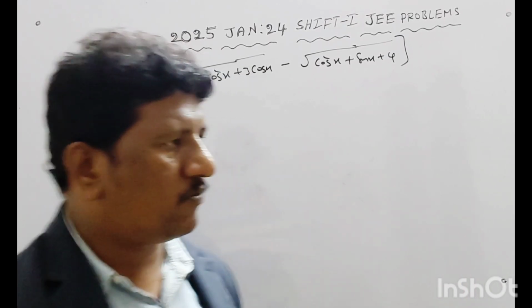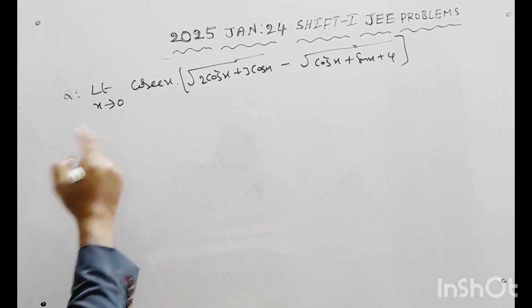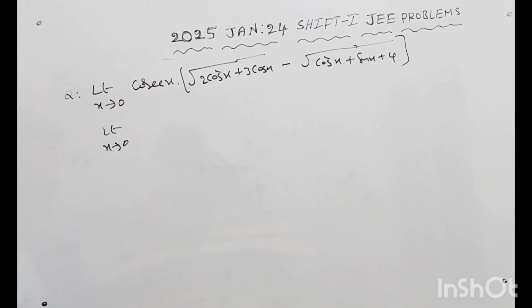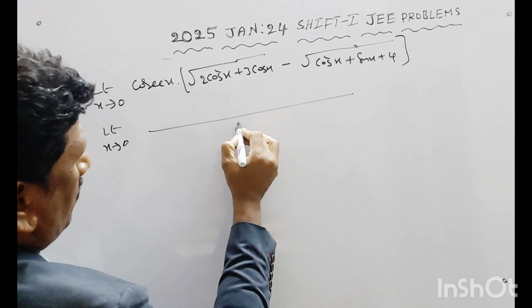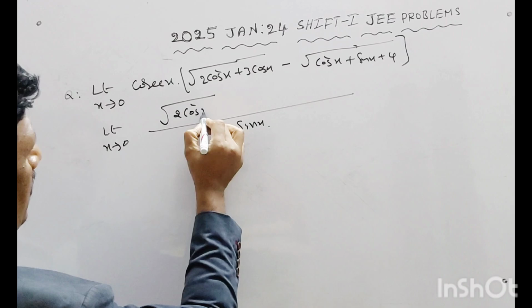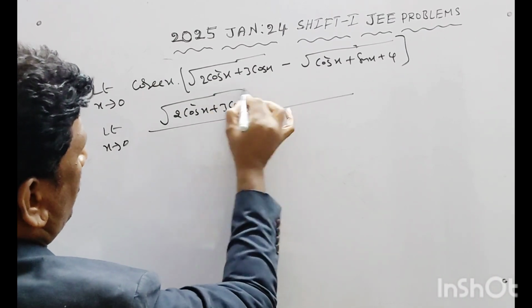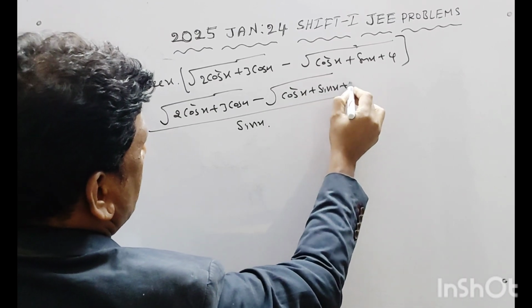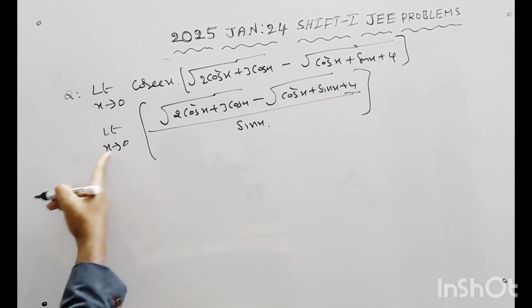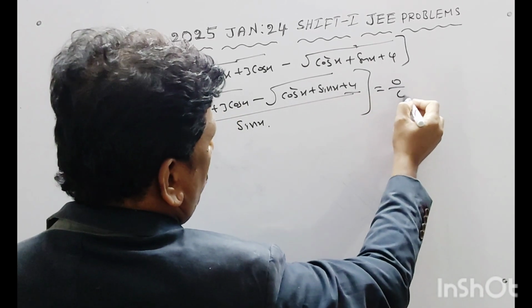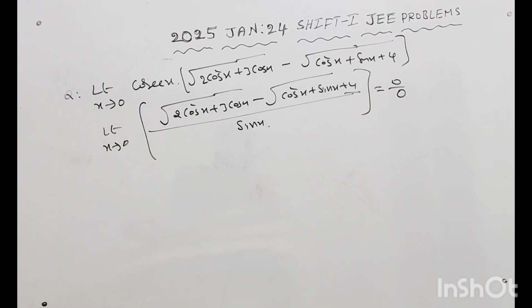Yes, students. So this is one more question from limits. This is a problem from the limits topic. So here the limit x tends to 0. We can write cosecant x as 1 by sine x. So this is root of 2 cos square x plus 3 cos x minus the square root of cos square x plus sine x plus 4. Okay, right? The given x value is 0. Whenever you put 0 in this entire expression, we are getting 0 by 0 form, which is an indeterminate form. So then we should use the L'Hospital rule.